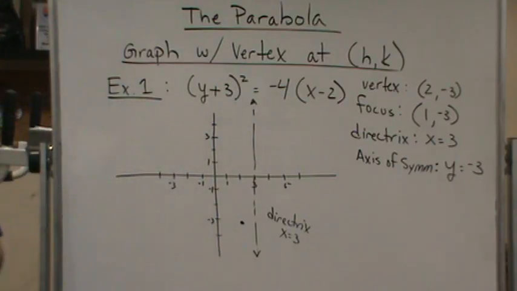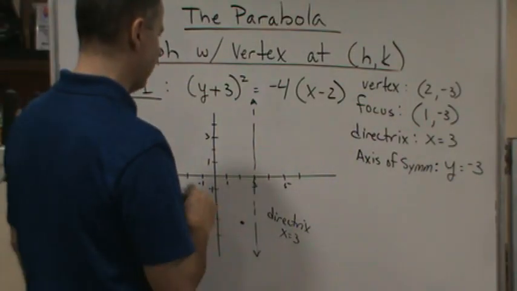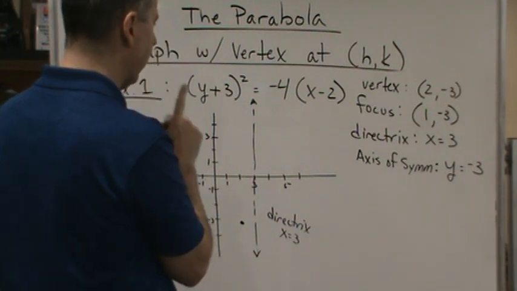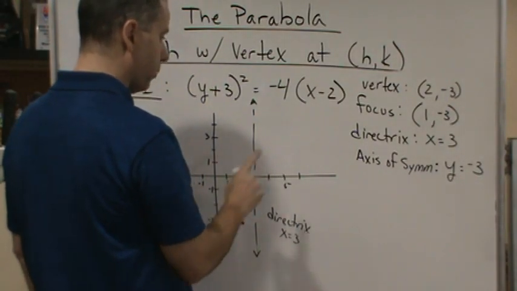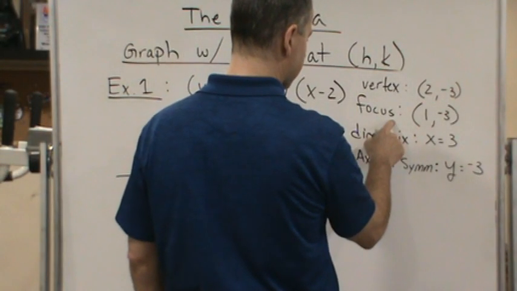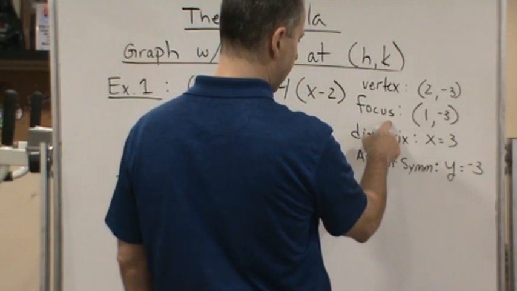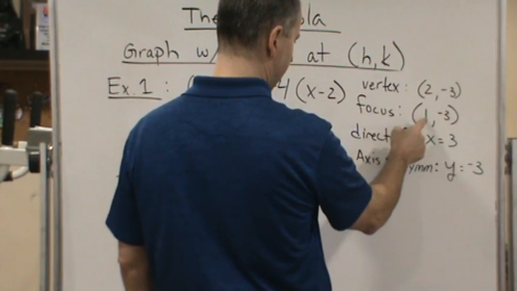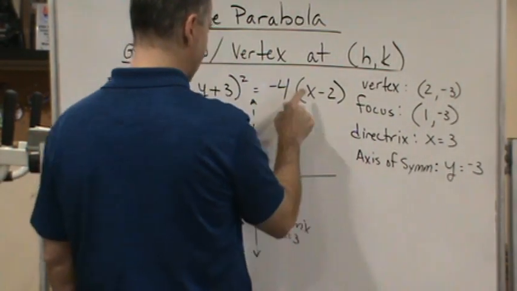Now, what else do they ask us for? Let's look at the latus rectum. Let's see if we can find that. The latus rectum is going to go through the focus, so the endpoints of the latus rectum are going to have the same x values as the focus. So let's plug the x value into the formula and find out what our y values are.